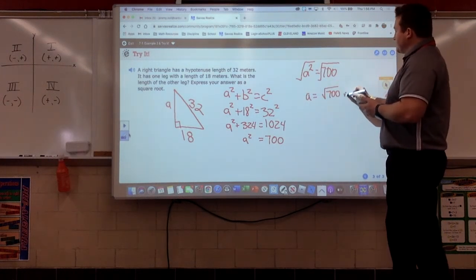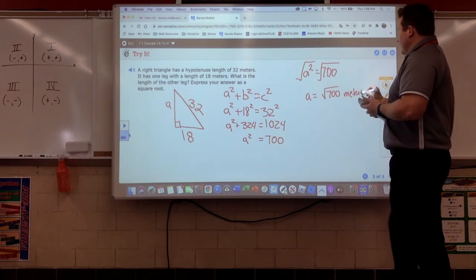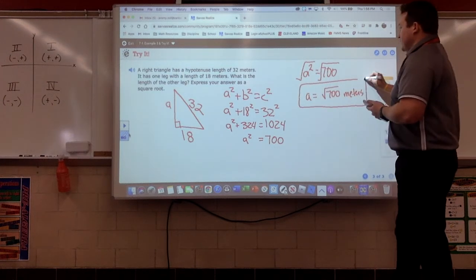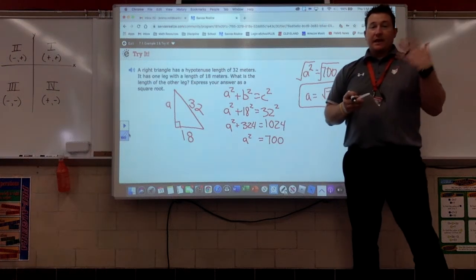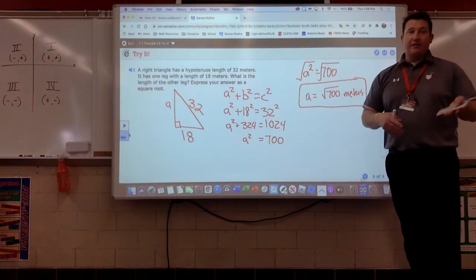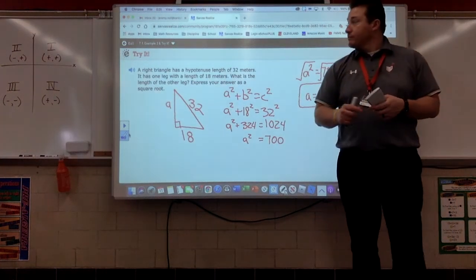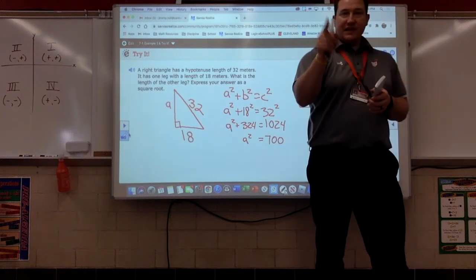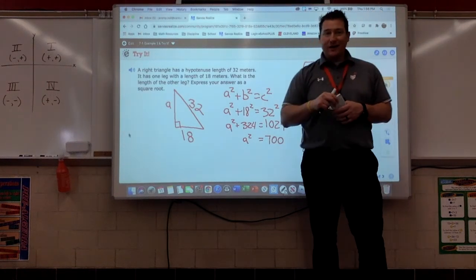Great, all right? Anyway, here's my answer. This is in meters, by the way, right? My answer expressed as a square root. If they wanted it rounded to the nearest tenth, we would do that, okay? Anyway, that should be good enough to get us started here with the Pythagorean theorem.